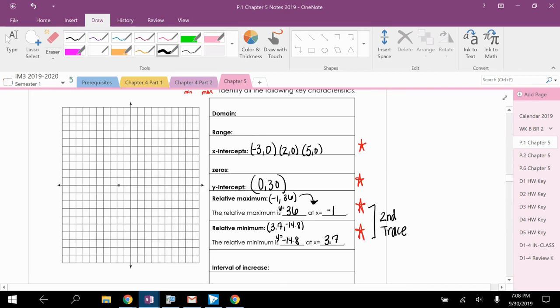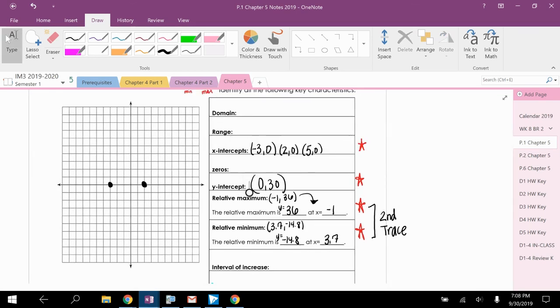One is at -3, 0, so right here. 2, 0, so about right there. And 5, 0, 3, 4, 5 would be somewhere around there. Okay? Now the next part you want to graph is that y-intercept part. And that y-intercept is kind of a little high for us.